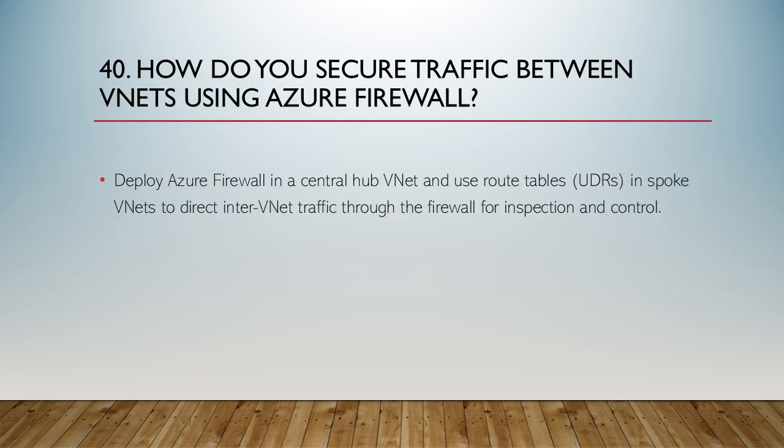40. How do you secure traffic between nets using Azure Firewall? Deploy Azure Firewall in a central hub net and use route tables, UDRs, in spoke nets to direct internet traffic through the firewall for inspection and control.